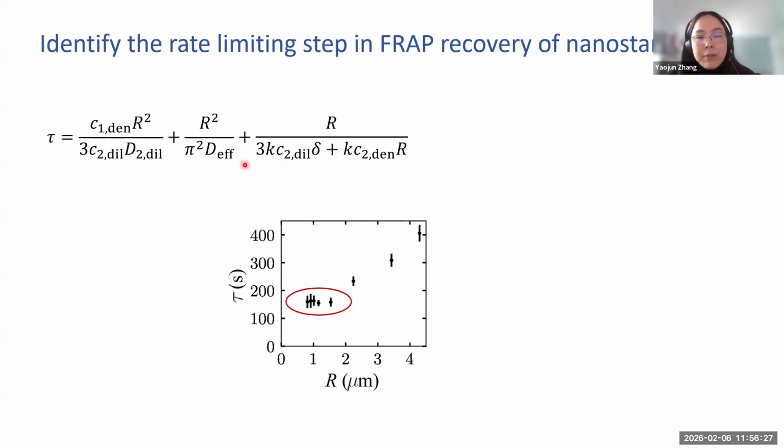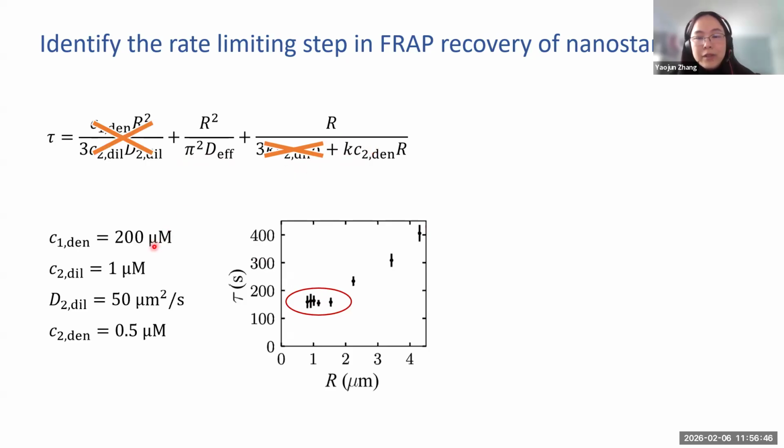Okay, so coming back to the FRAP experiments on nanostar droplets, we interpret that this flat regime is bulk conversion limited, which means that this term is smaller than that.